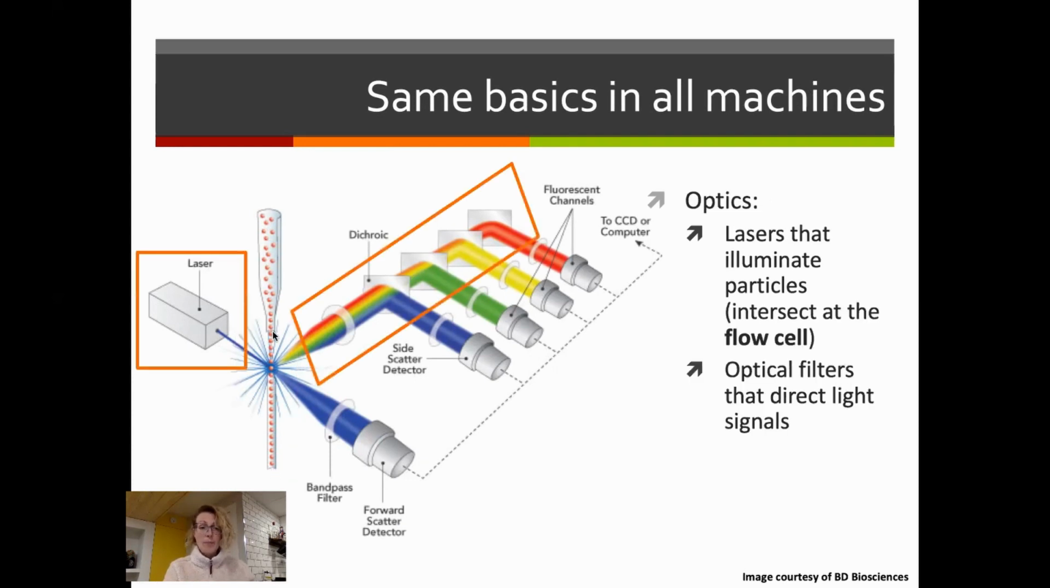Next up, we have the optics. That's the series of lasers and filters that allow you to detect your fluorescent signature on your cells. So the lasers intersect with your cells at the flow cell, so that's where we excite the fluorochromes. And then the light from this is directed to a series of optical filters where we detect the emission of those fluorochromes.